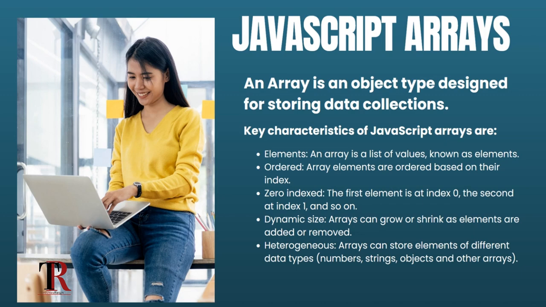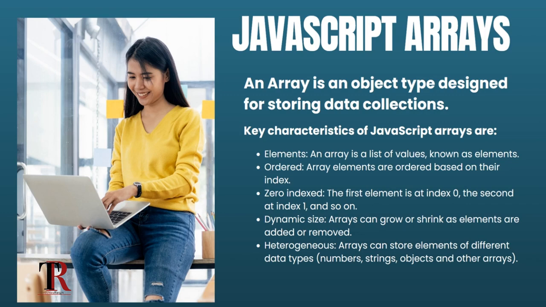Arrays can store elements of different data types: numbers, strings, objects, another array. So arrays can store different element types. It can store numbers. It can store strings. It can even store objects, and it can even store other arrays inside of it. In the upcoming lessons, you are going to be seeing how all these things fit together and how this makes array a powerful concept in JavaScript.